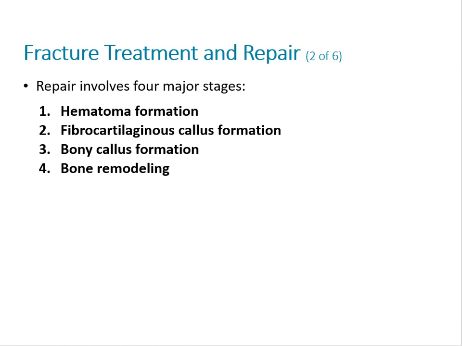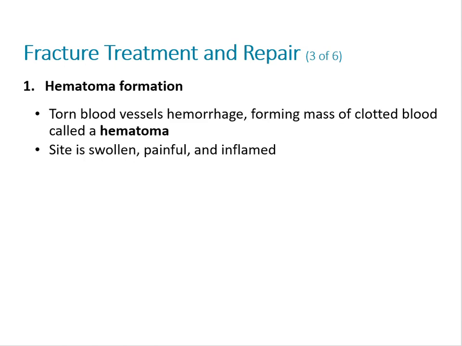So next, let's look at fracture treatment and repair. After we've gotten everything back in order, with bones aligned to the best of our ability, we will see the repair that involves 4 major stages: hematoma formation, fibrocartilaginous callus formation, bony callus formation, and bone remodeling. Hematoma is a blood tumor. This occurs once blood vessels are torn, initially after trauma, and you see a massive clotted blood form. The site is generally swollen, painful, and inflamed.